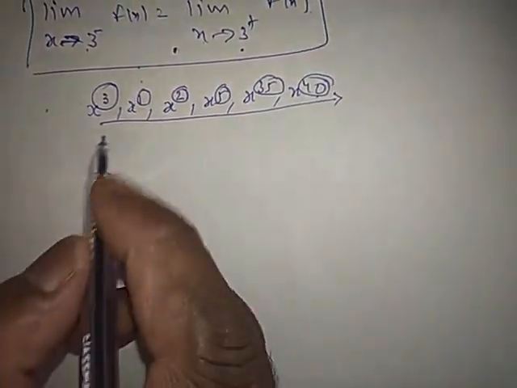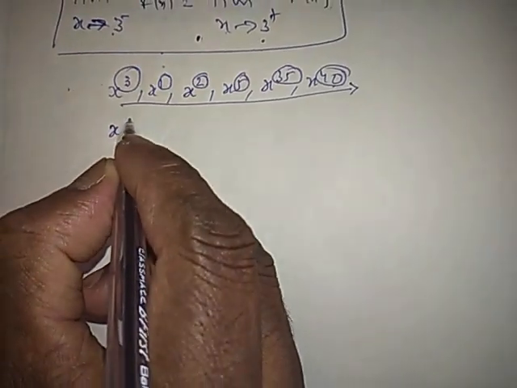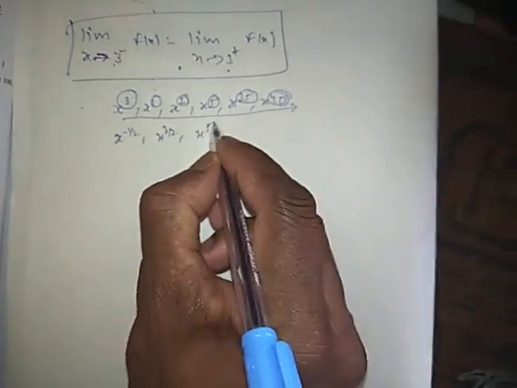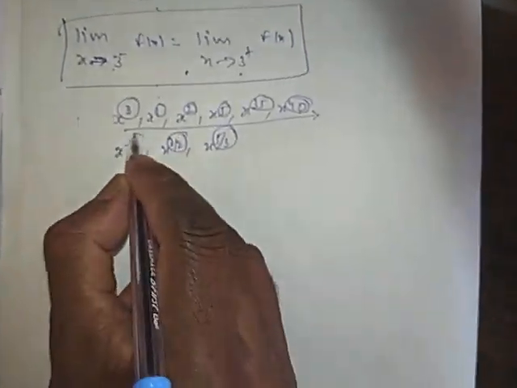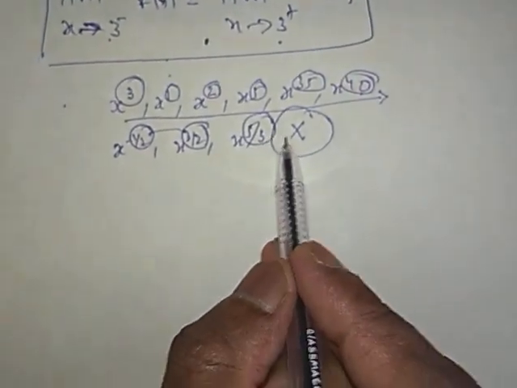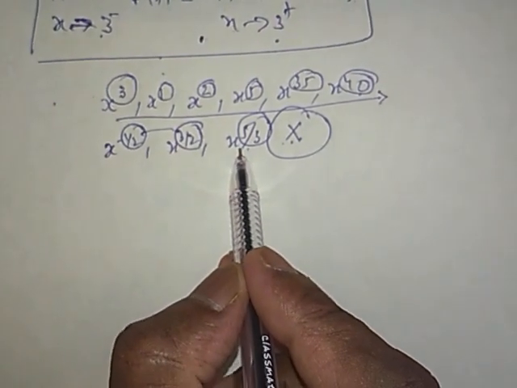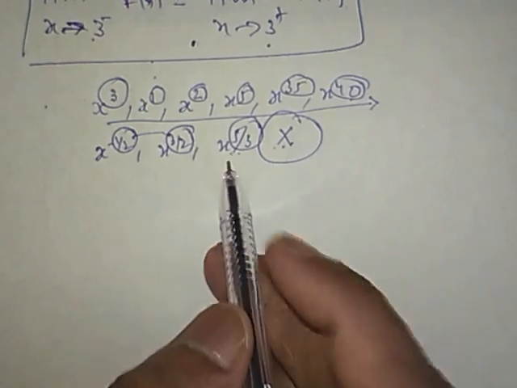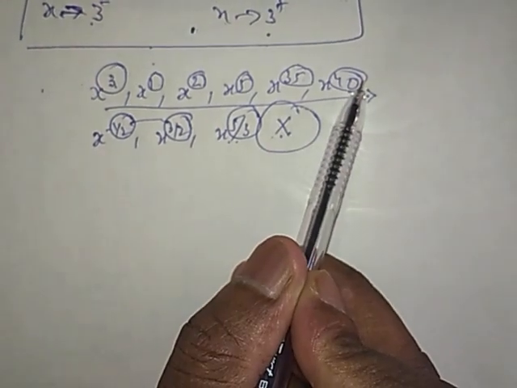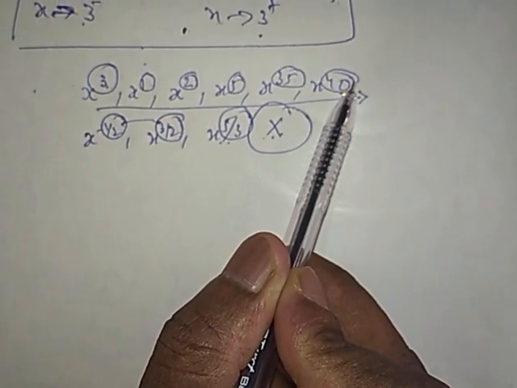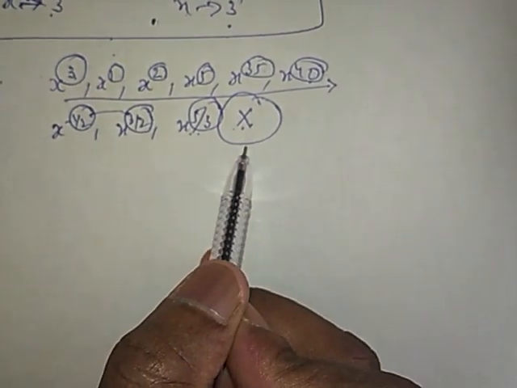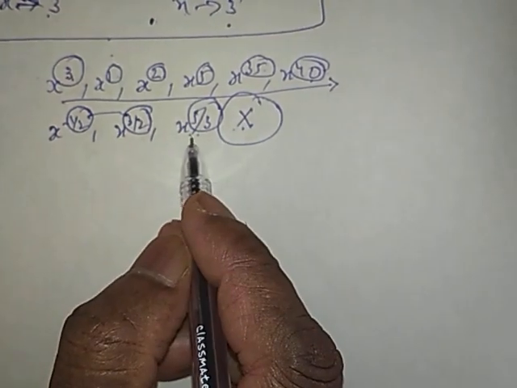If it is, say, x to the minus half, x to the 3 by 2, or x to the 5 by 3, this is all in fraction. When it is a fraction, the power of x is not a whole number, so it is not a polynomial. So the first important thing is to see the power. When the power is a whole number, the given expression is a polynomial. When it is a fraction or negative, it is not a polynomial.